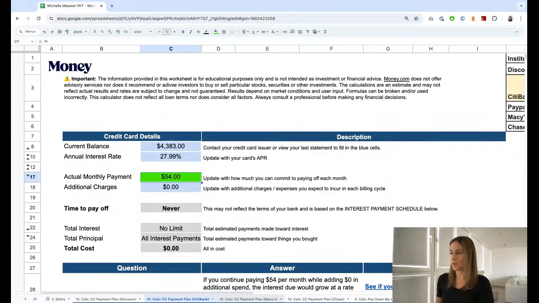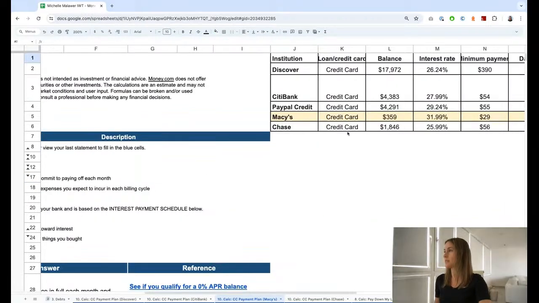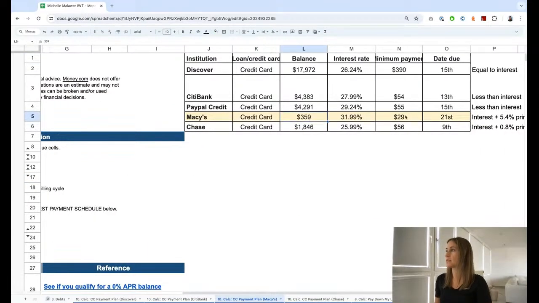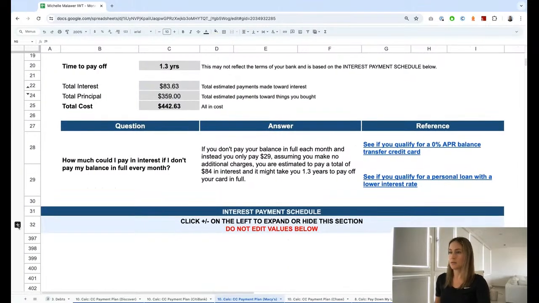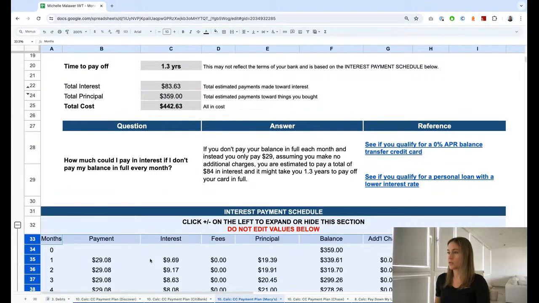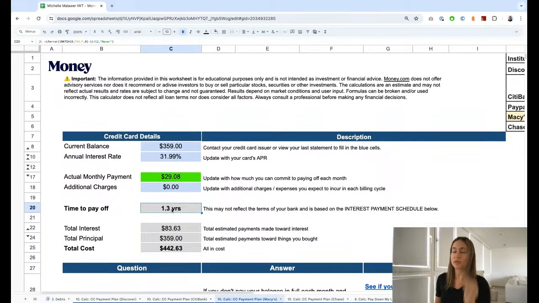Great. Good to know. So Macy's was the next one that we were looking at, and Macy's is a very small balance, very high interest, but a very low minimum payment. And let's see what we're looking at. So interest is much less than the minimum payment, and so you will pay off this bill with just making minimum payments in 1.3 years. So no biggie. That seems okay. We can definitely do that.